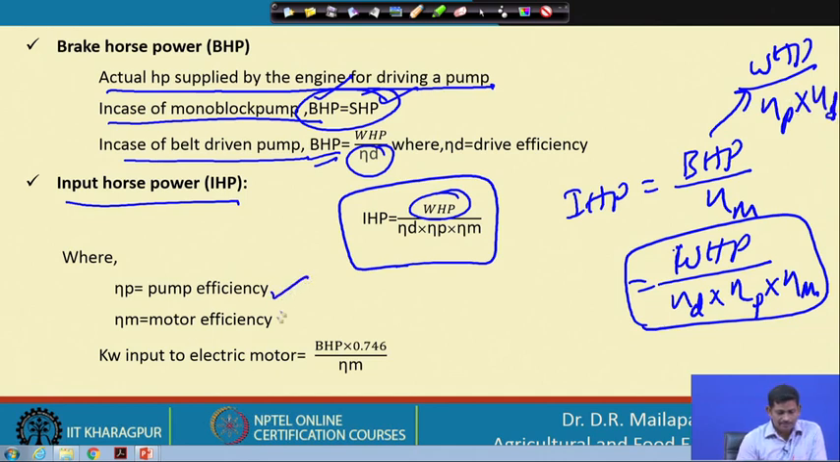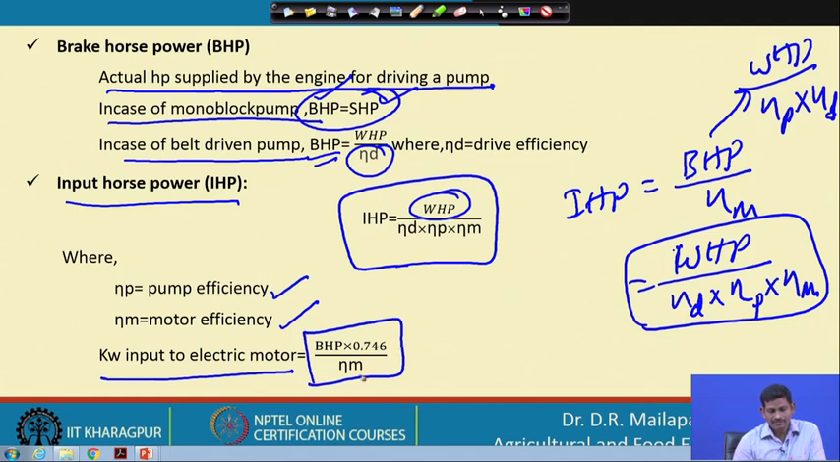Okay, so, pump efficiency, motor efficiency, and the kilowatt electrical motor, that is BHP into 0.746 into motor efficiency. So, this equation will be used to find out the electrical power required to run the motor.